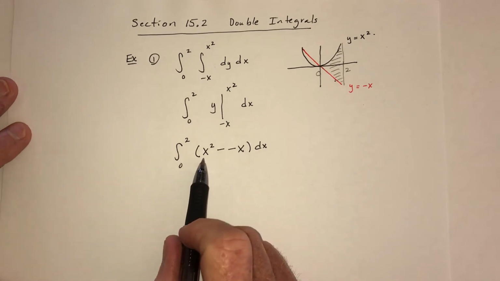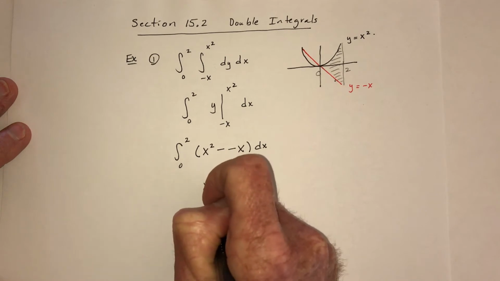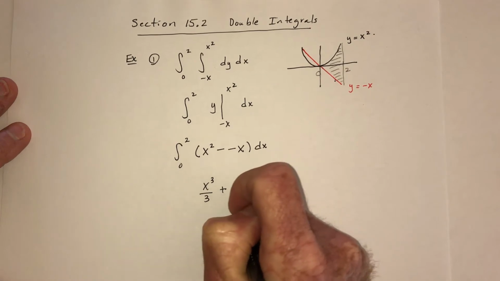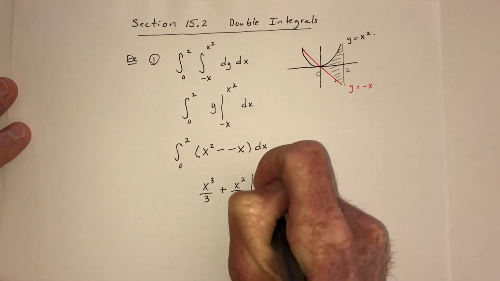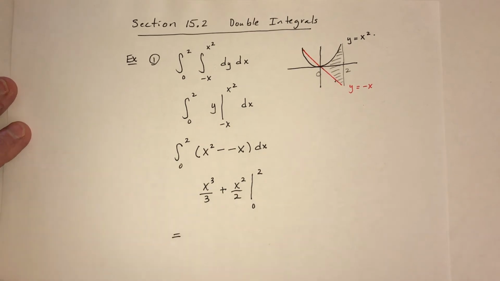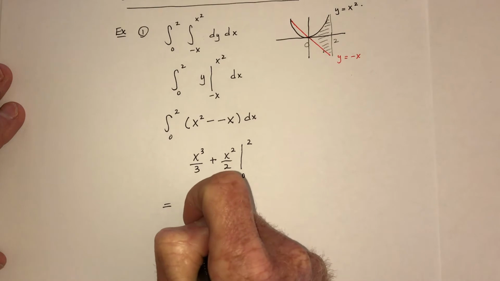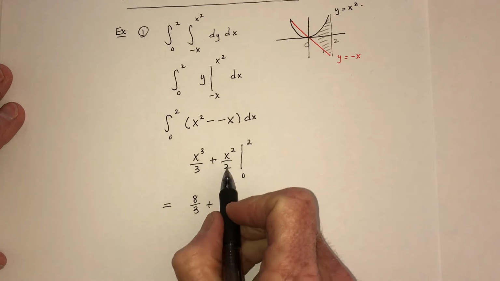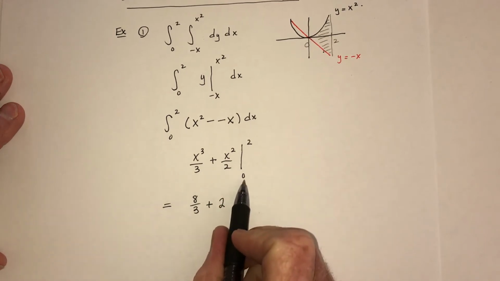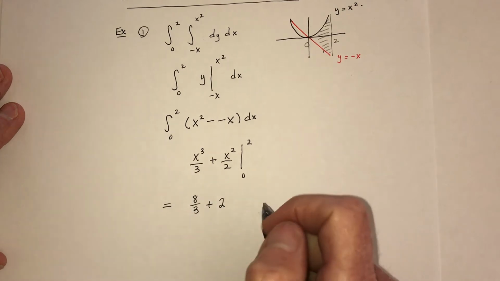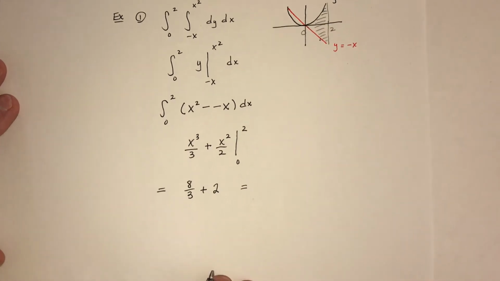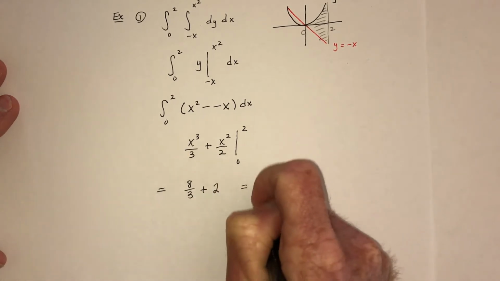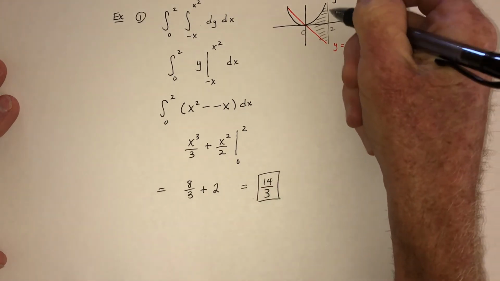So now I can go ahead and integrate with respect to x. This is going to become x cubed over 3. Two negatives makes a positive, and then x squared over 2 evaluated from 0 to 2. So then this is going to be 2 cubed is 8. So 8 thirds plus, this will be 2 squared, so that's 4 divided by 2 is 2. And when you substitute a 0, it contributes 0. So keeping this as a fraction, this would be 6 thirds plus 8 is 14 thirds. So that would be the area that I shaded in pencil right here.